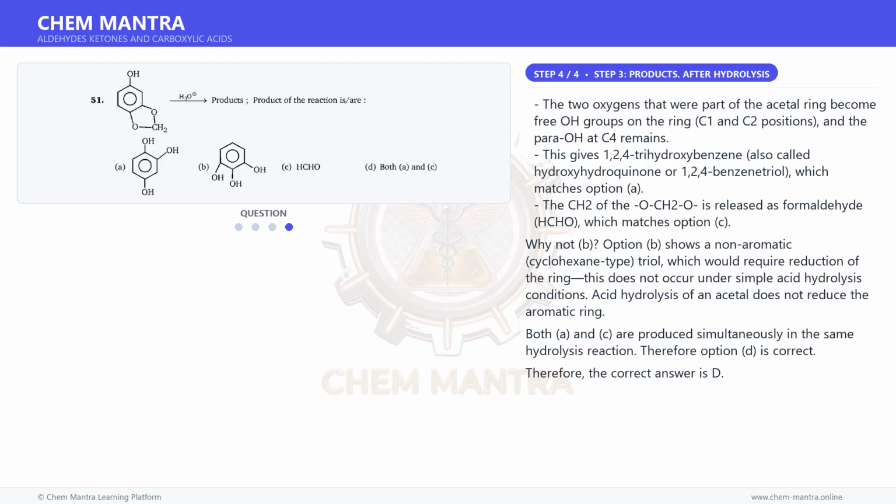Why not B? Option B shows a non-aromatic, cyclohexane type triol, which would require reduction of the ring. This does not occur under simple acid hydrolysis conditions. Acid hydrolysis of an acetal does not reduce the aromatic ring. Both A and C are produced simultaneously in the same hydrolysis reaction. Therefore, option D is correct.